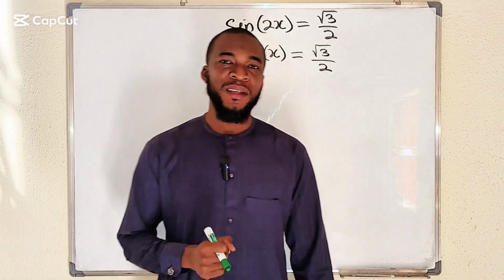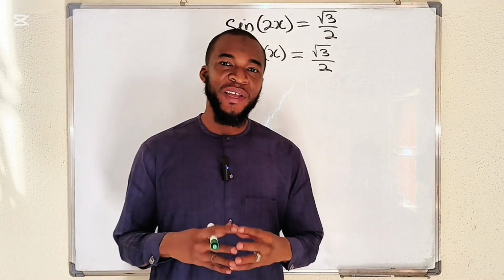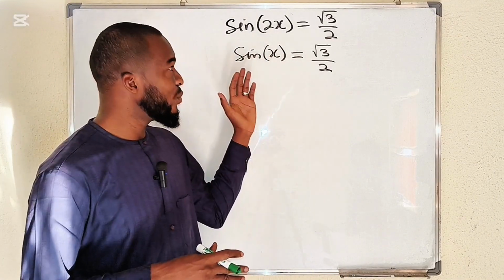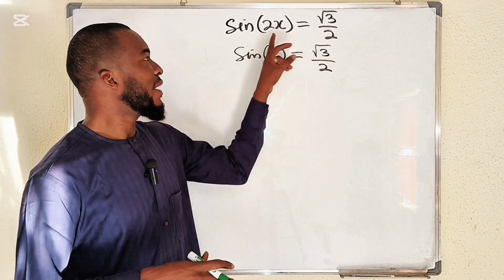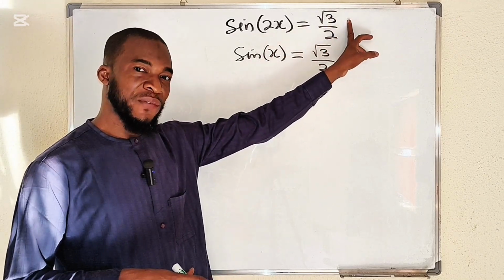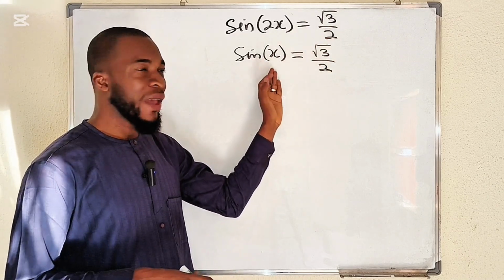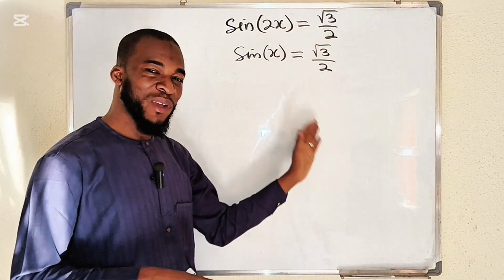Hello everyone. In this tutorial, we are going to provide a solution to the system of trigonometric equations: sine of 2x equal to root 3 divided by 2, and sine of x equal to root 3 divided by 2.